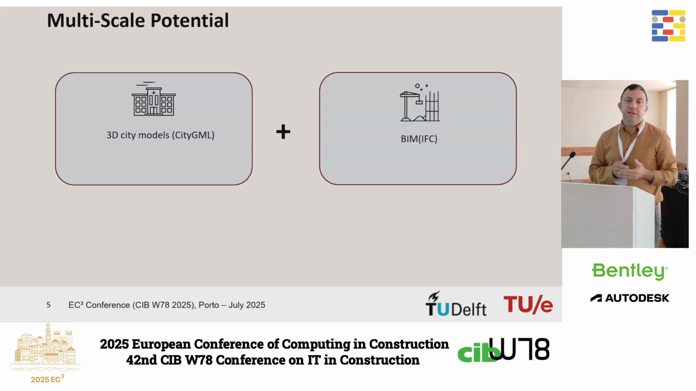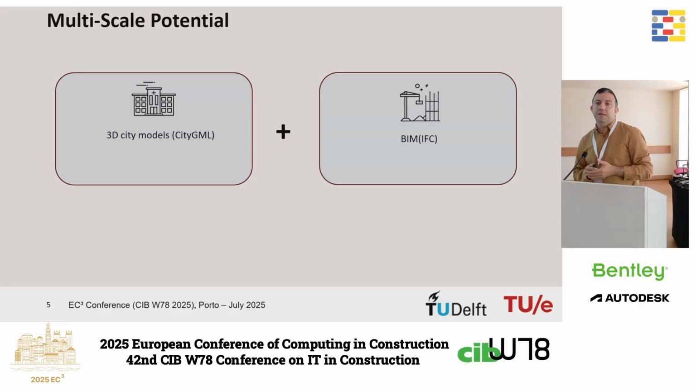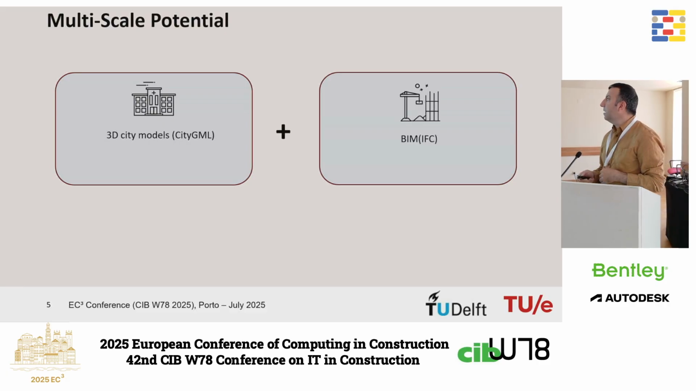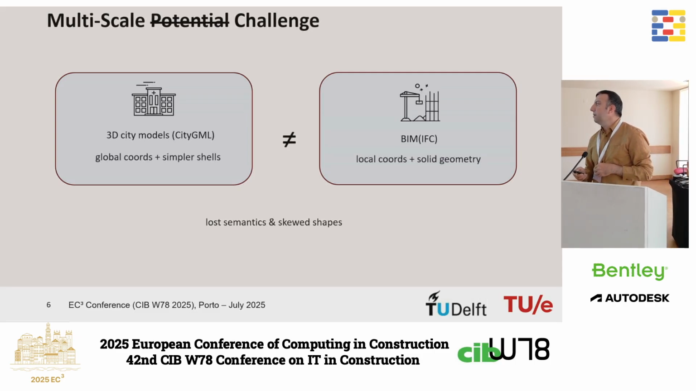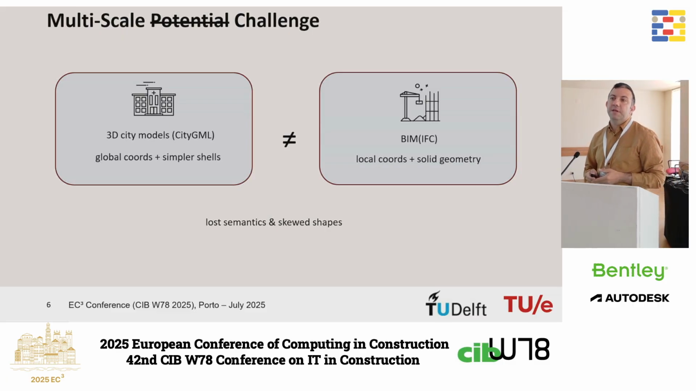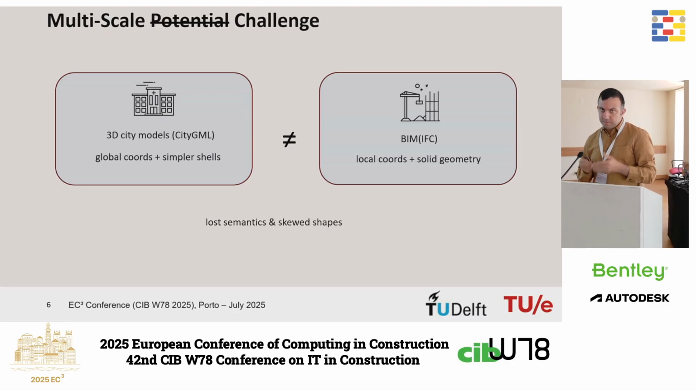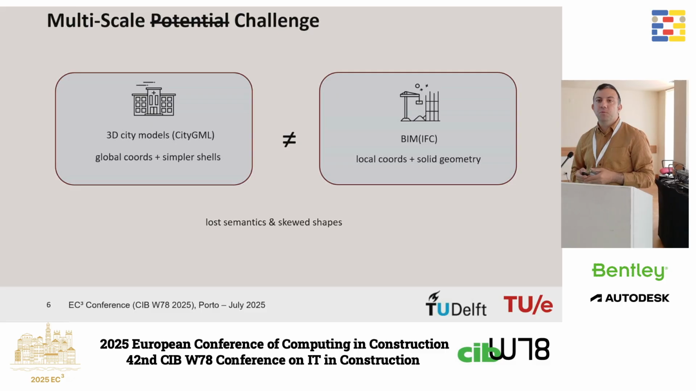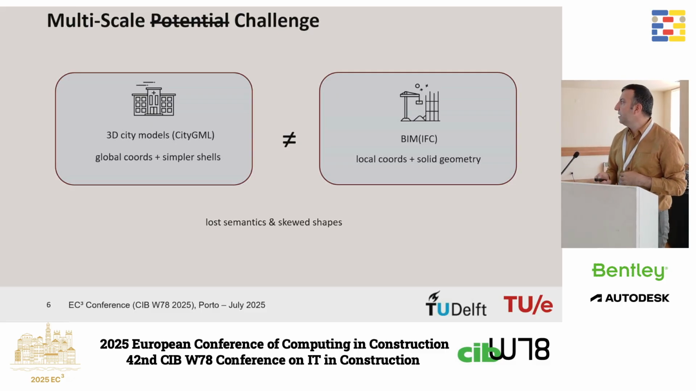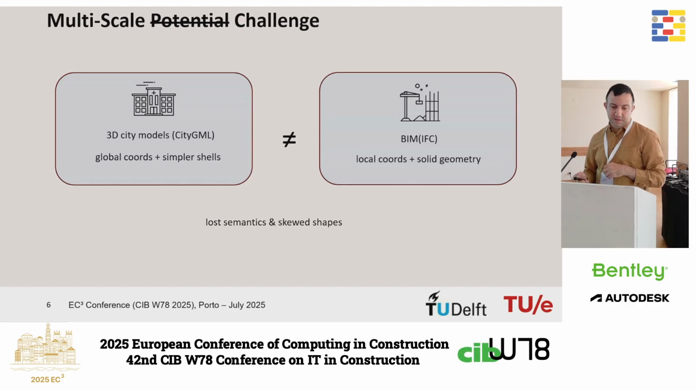We have the 3D city model data, the city scale data, and we have the building scale data, and we want to combine them, but it's not always easy. There are challenges. They are inherently different things. City models use global coordinate systems and simple geometries, whereas building BIM uses local coordinate systems and more complicated geometries. So working with these two data sets, there's a possibility to lose semantic information and also geometry information.